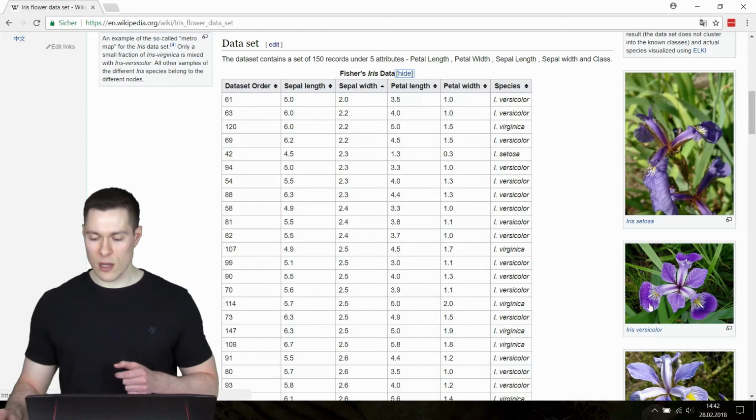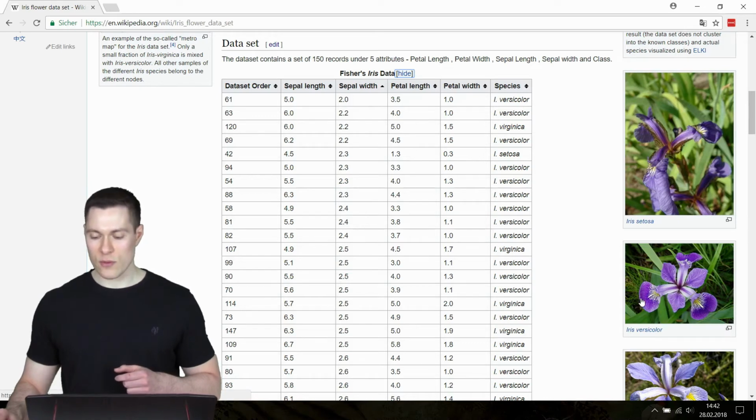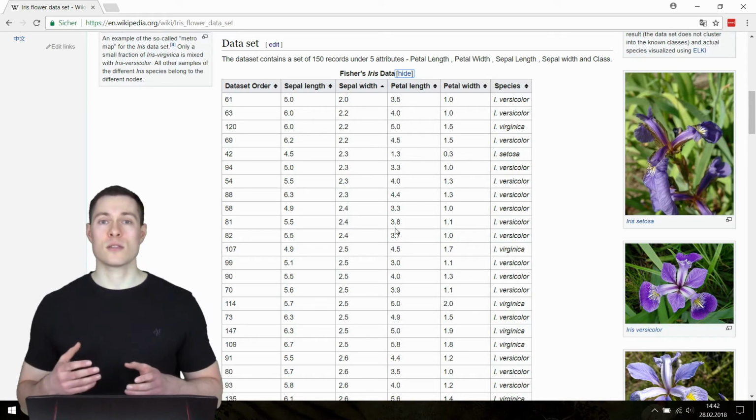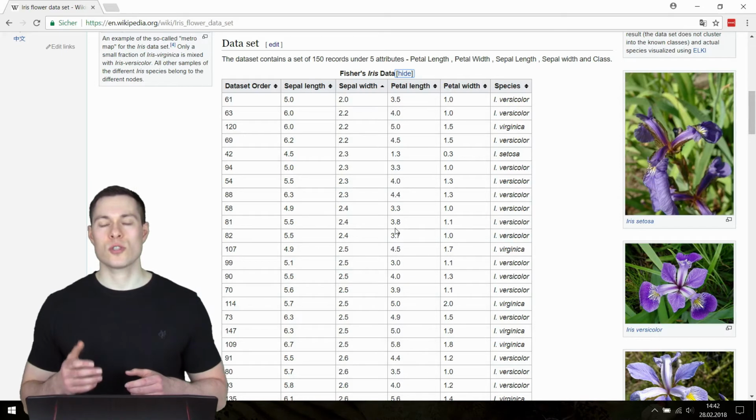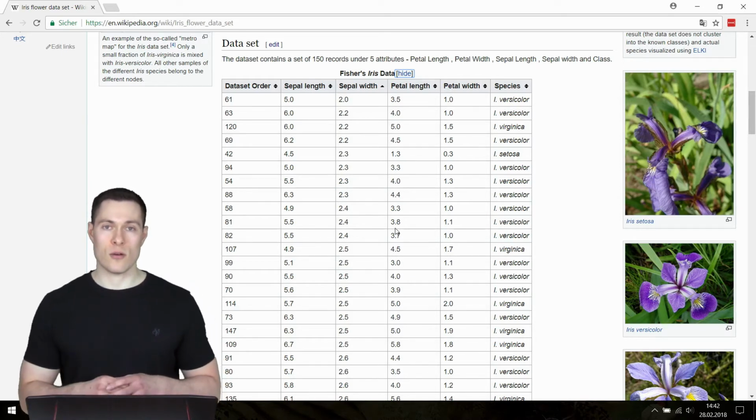The sepals are those bigger outer leaves and the petals are the smaller inner leaves. And what you did is you simply measured their length and their width and then you recorded those values into the table. And you did that because as the iris flower expert, you suspect that these features are the most useful to distinguish the different types of flowers.